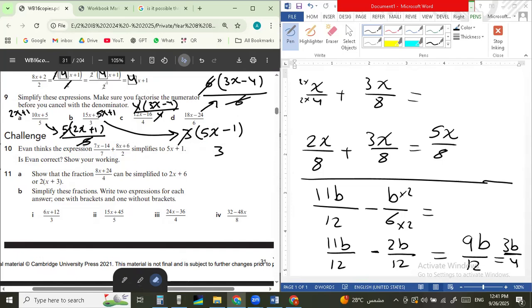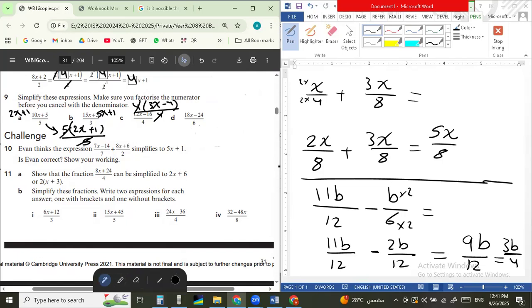Second, let me erase. Let me erase this too. All right, here they want you to show that Ivan is correct. You go one of the two ways. To find out if Ivan is correct, what I'm going to do is replace x and write 2, for example. Use x equals 2.